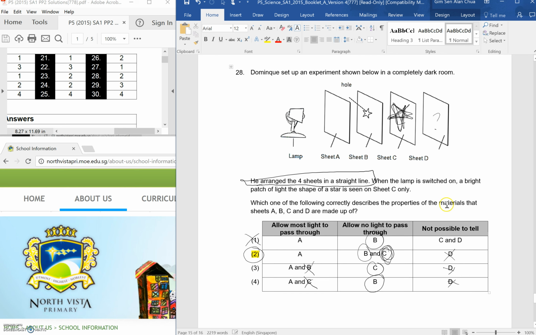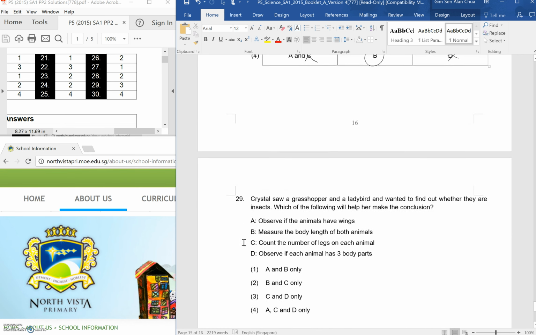Now, if you are still not very sure of this question, this is my suggestion. Find 2 cardboards, cardboard B and cardboard C, and cut a hole through cardboard B. You'll realize that B and C do not allow light to pass through, and then we have 2 as the answer. Think through my explanation.